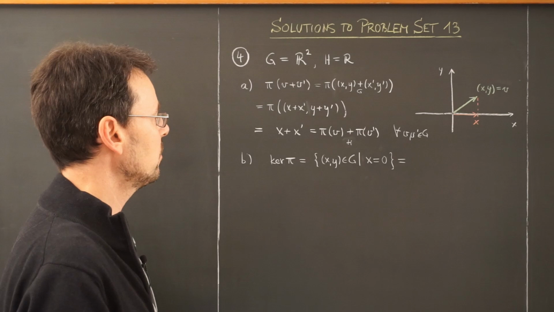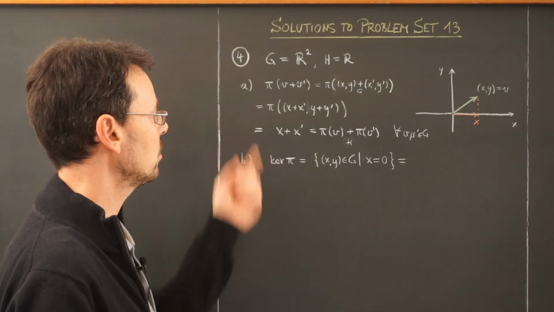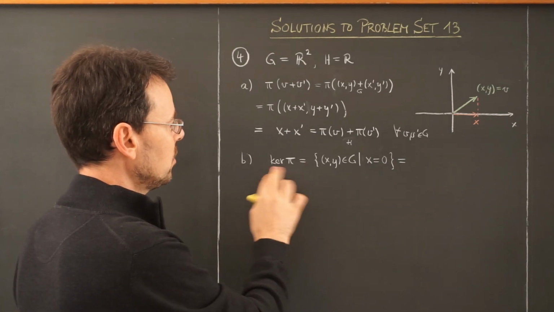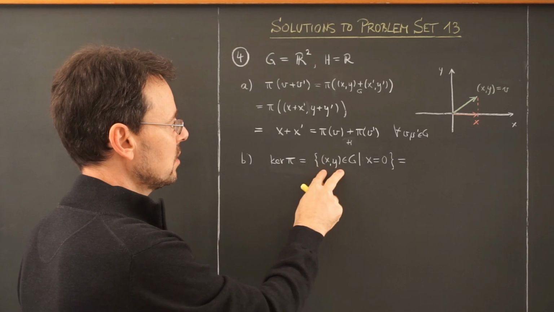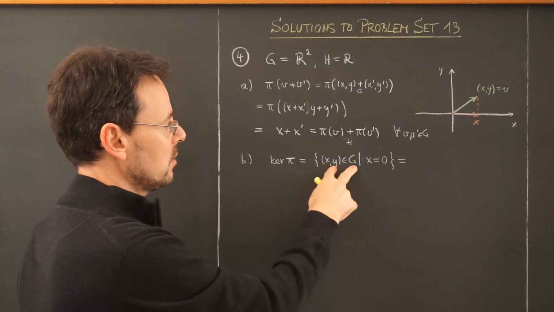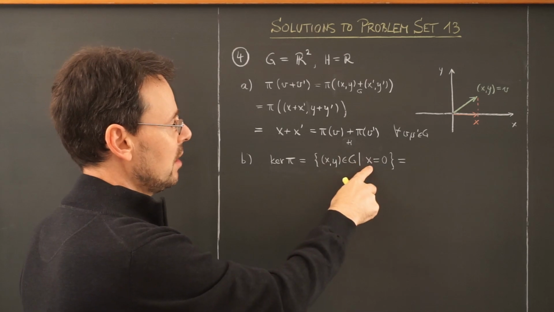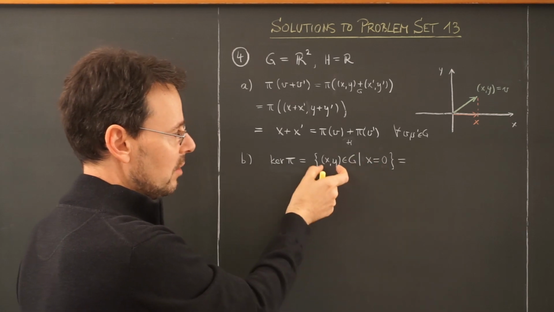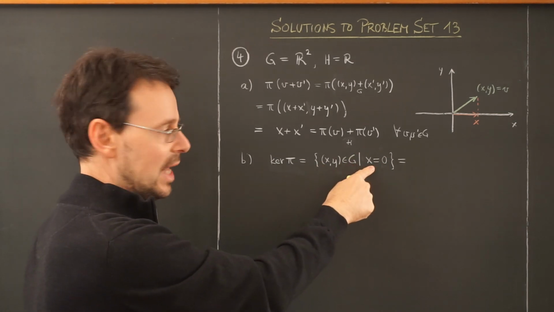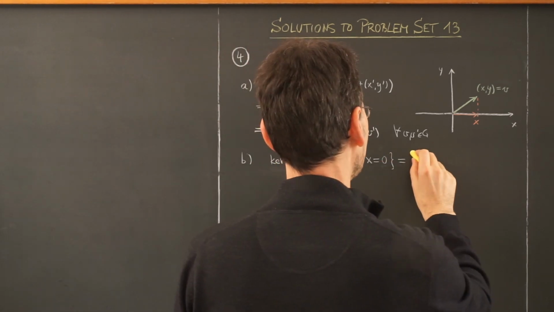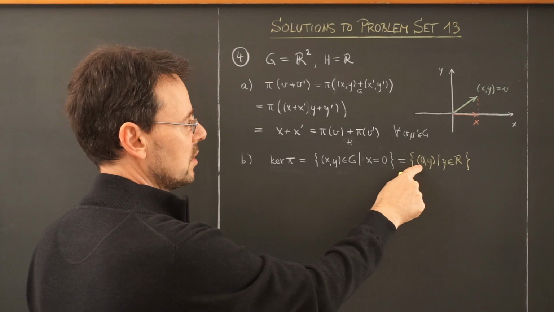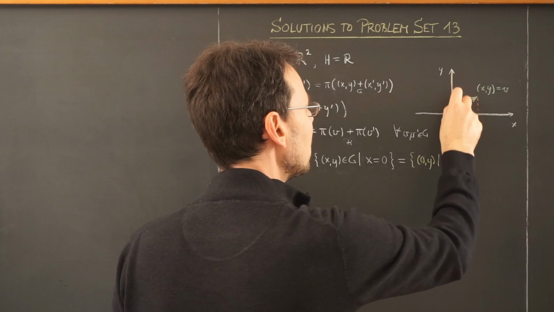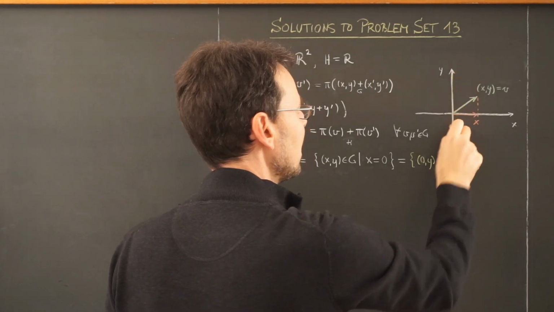Okay, and in B we're supposed to find kernel and image of this map. And again, this has a nice geometrical interpretation. By definition, the kernel of this group homomorphism consists of all elements of G, so of all vectors in the Euclidean plane, such that they get mapped to the neutral element here, which is simply the number 0. And this is pi of this element here. Pi of this is exactly x. So this is simply this set of vectors. First component is 0, second component is any real number. So we get the complete y-axis as the kernel.